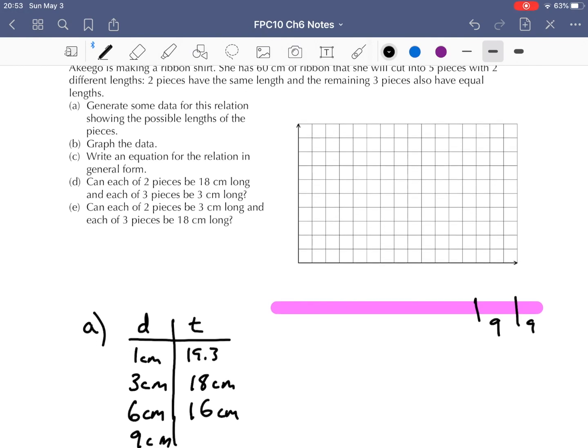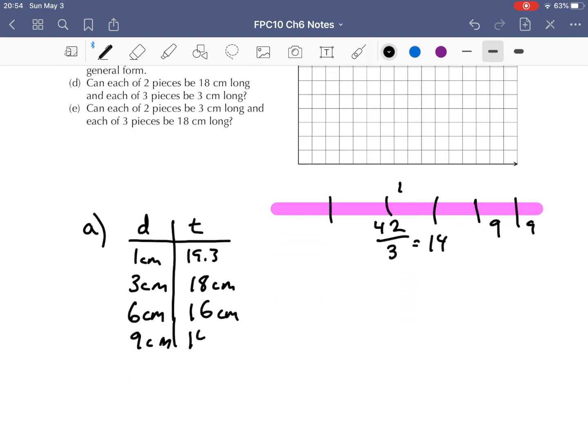So I'm going to do this again. Draw my ribbon. 9 centimeters, 9 centimeters, that's 18 centimeters. 60 minus 18. It's going to be 42 centimeters left over. And we cut that into 3 equal pieces, and we will have 14 centimeters.